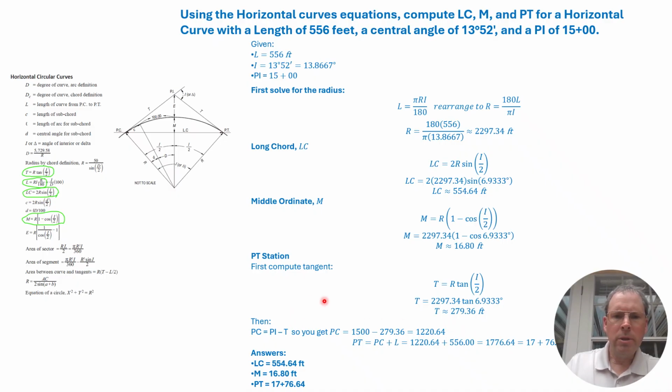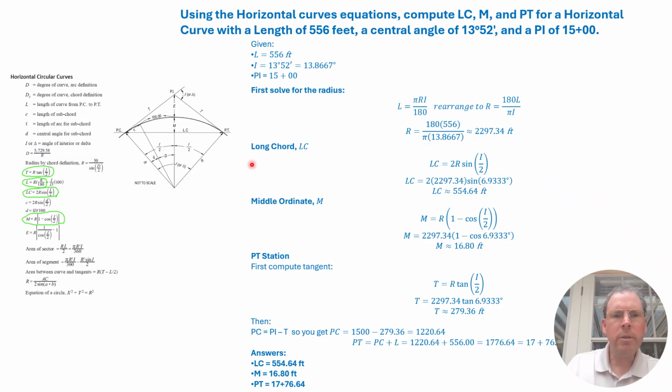Then first you're going to need to get this PC station. So the PC is going to be equal to the PI minus the tangent. So you're going to take PC equal to the PI. Once again, in stations it's 15+00, but the distance, just make it 1500. Subtract out that new tangent distance you got. So then now the PC is 1220.64.